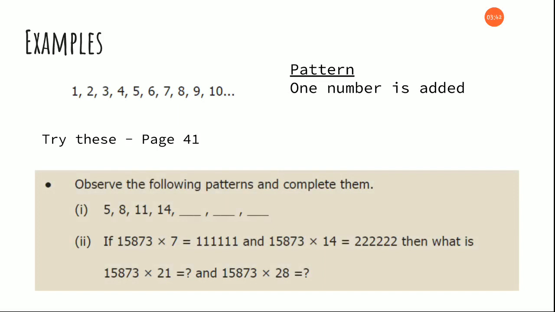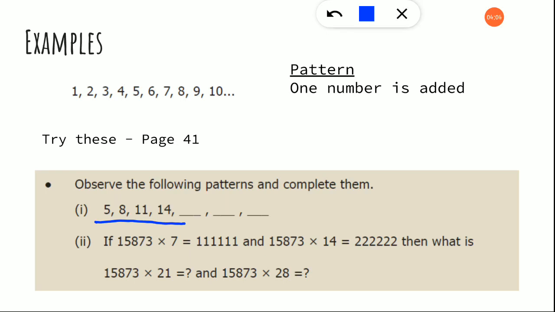First question: 5, 8, 11, 14. And there are 3 boxes to fill. First, you have to look at this number and think what is the difference. That is, after 5, 8 is there. Either you can check whether it is being multiplied or added or subtracted. You have to think. After 5, 8 is there.